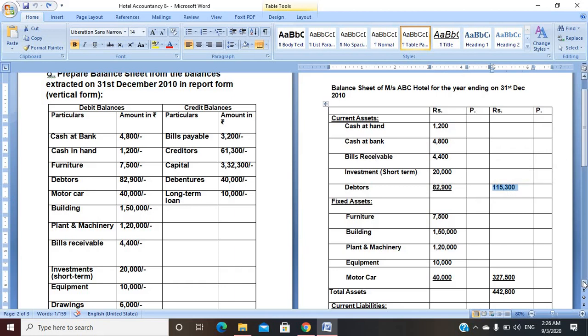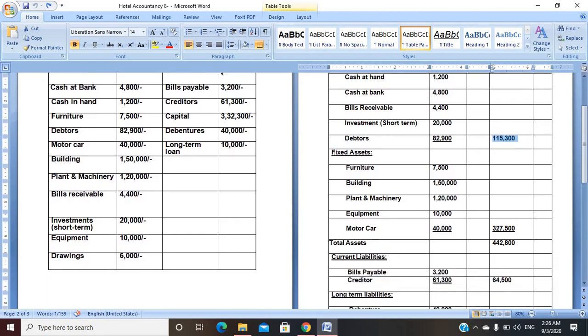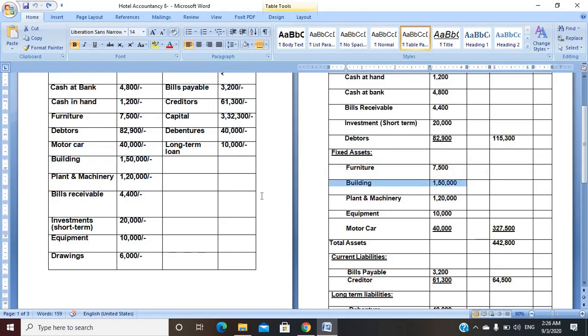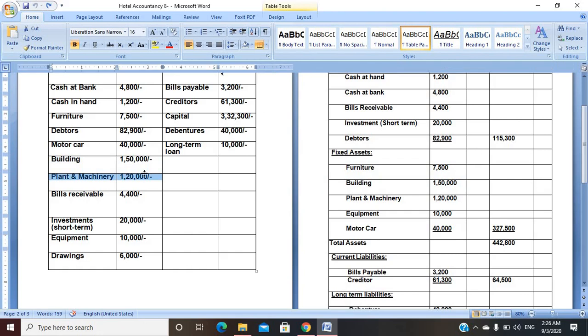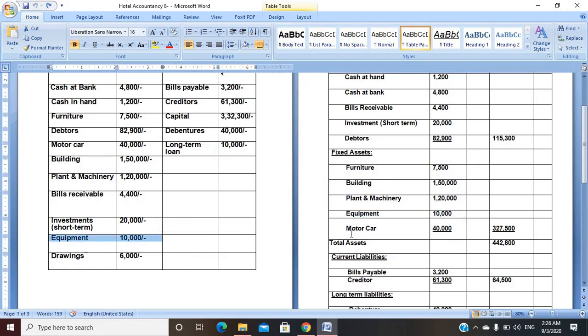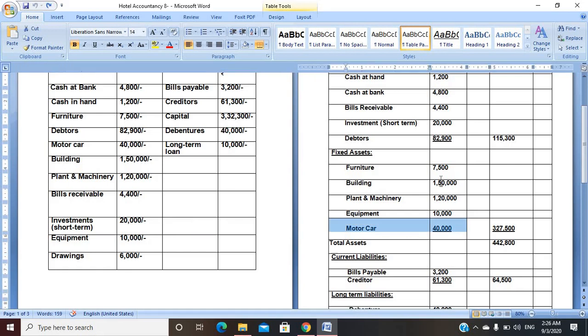Moving further, the next heading I mention is fixed assets. What are the fixed assets? Furniture will be a fixed asset, 7500. I just mentioned 7500 here. Next is building, 1,50,000. Plant and machinery I purchased, 1,20,000. Equipment I purchased for 10,000 rupees. So equipment will come under fixed assets, 10,000. Motor car I purchased, 40,000. So 40,000 I mentioned here.